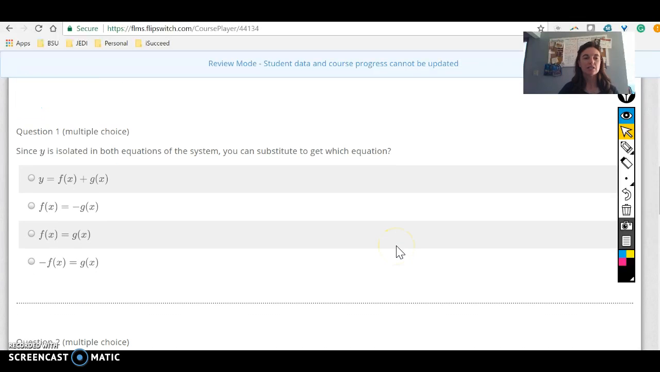So let's scroll down here. Since we know that y equals f of x and y equals g of x, we also know that f of x equals g of x. There's no weird negatives in there. We don't have to add them together. We just know that f of x equals g of x. That makes it super convenient for us because we can then set those two equations equal to each other to solve for x.